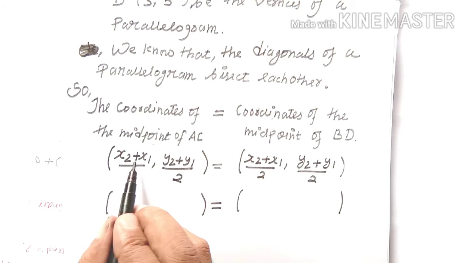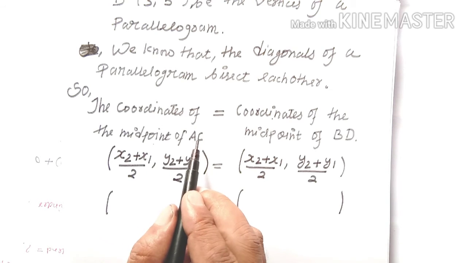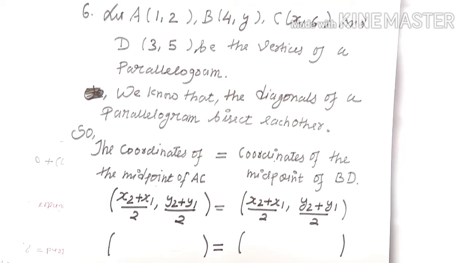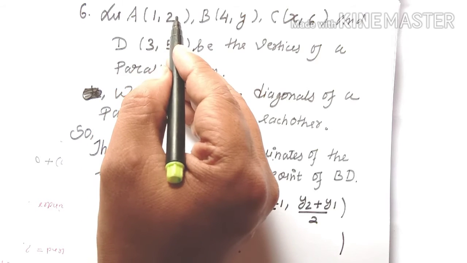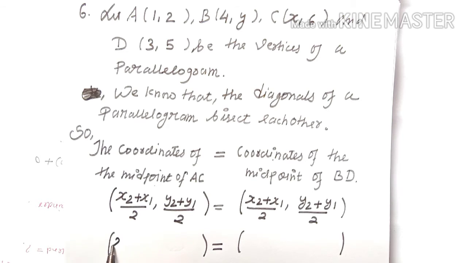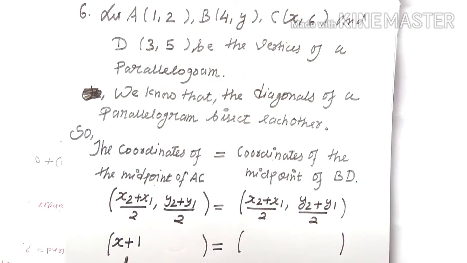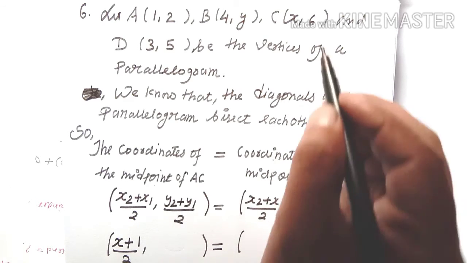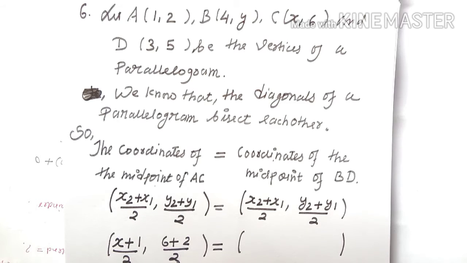Now, x2 and x1, where do we take them from? They are from diagonal AC. So this will be x1, y1, x2, y2. The x2 value is x, plus the x1 value, 1, divided by 2, and for y, y2 is 6 plus y1 which is 2, divided by 2.